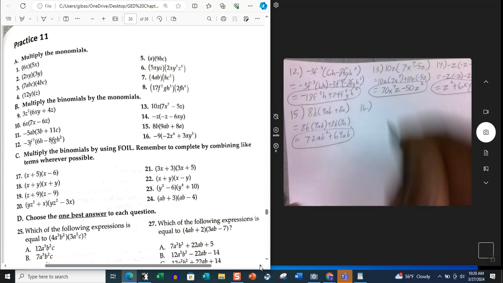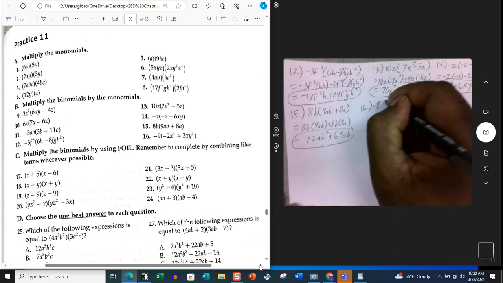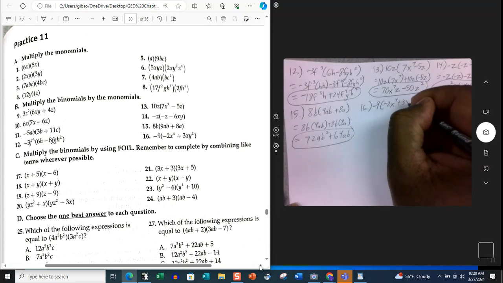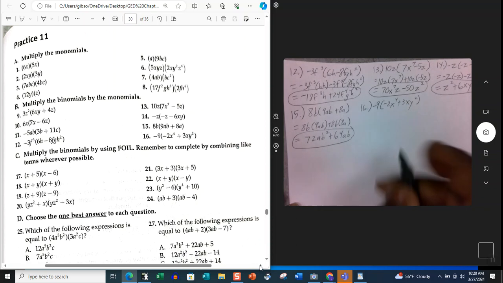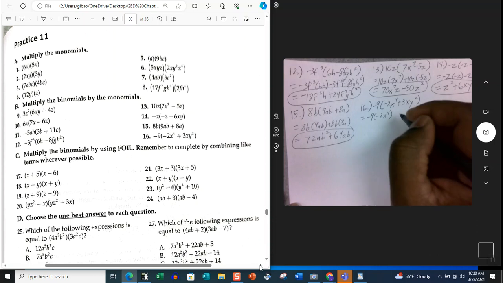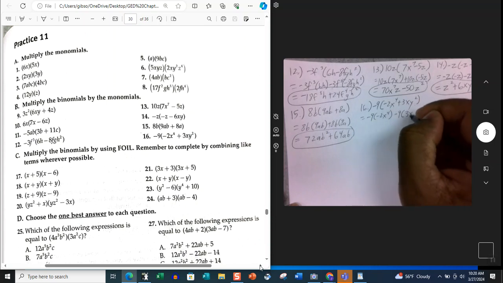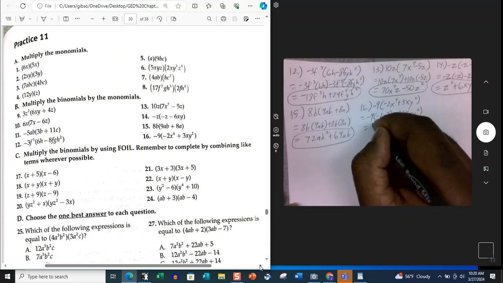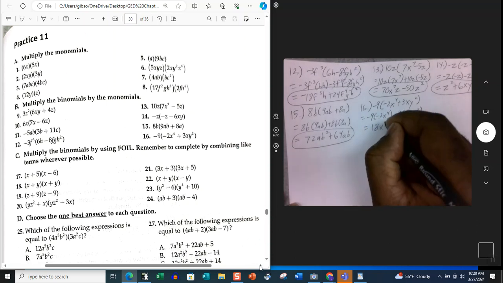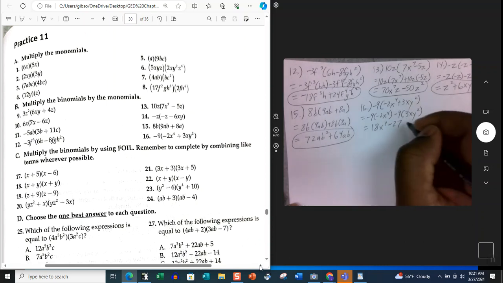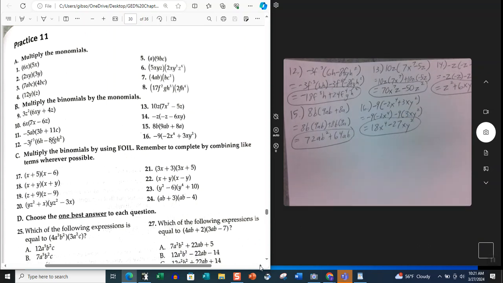Okay, now 16. We have negative 9 times negative 2x to the 4th plus 3xy squared. So we'll take negative 9 times negative 2x to the 4th, and then negative 9 times 3xy squared. So negative 9 times negative 2 is positive 18, x to the 4th. Negative 9 times 3 is a negative 27, xy squared. They have nothing else in common, so we're done.